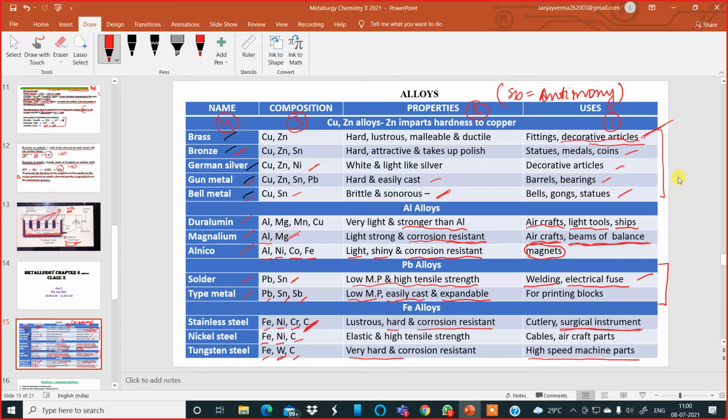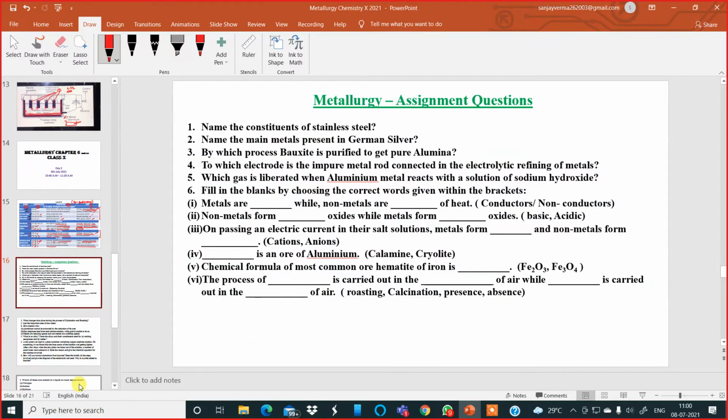Now this alloy chart is complete. So let's go to the question answer part of this chapter. You will find some assignment questions for which you have to find the answers. I will not tell any answer. I'll just read out the questions.